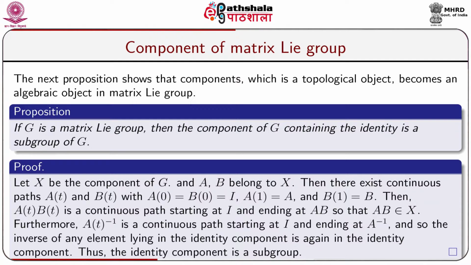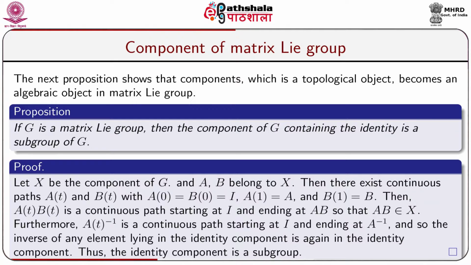Now, since A and B are in the component, there exist continuous paths A(t) and B(t), both of which start at the identity and end at A and B respectively. Notice that here it is said the component of G. Now, in C to the power n squared, every component is a path component. That is why we can take paths A(t) and B(t).